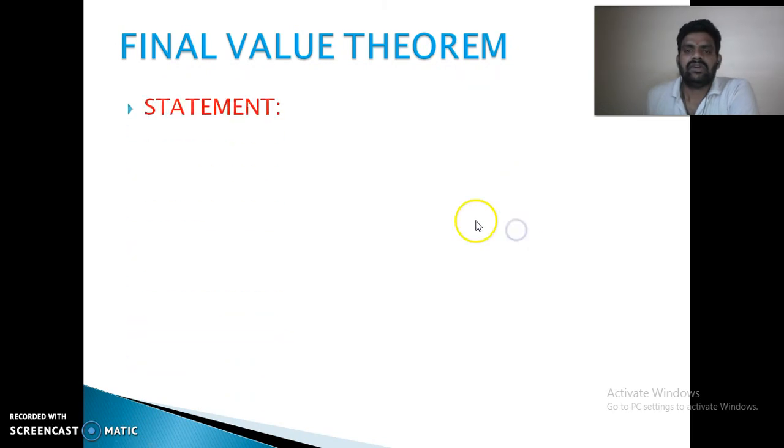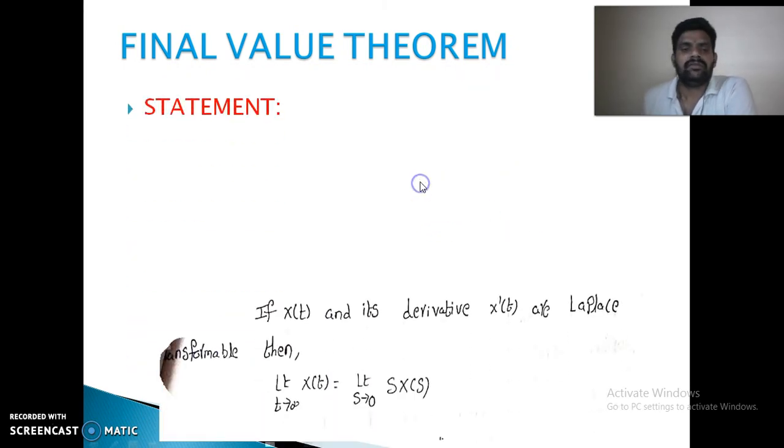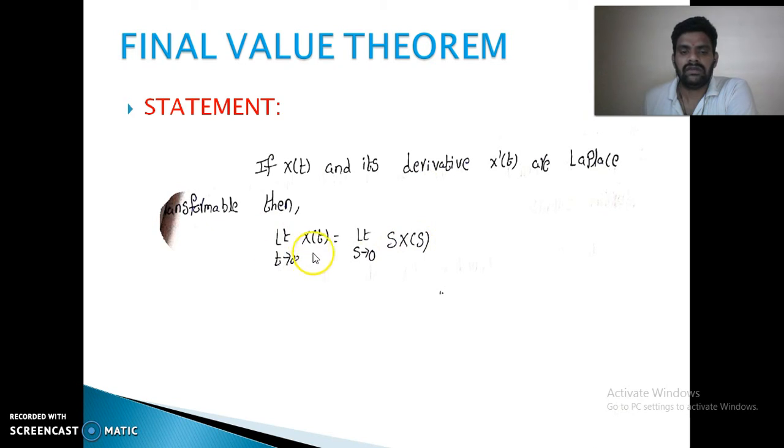Similarly, the final value theorem will give the x of infinity value. So x of infinity, limit as t tends to infinity of x of t, is equal to limit as s tends to 0 of s into x of s. It will give the final value of the function x of t.